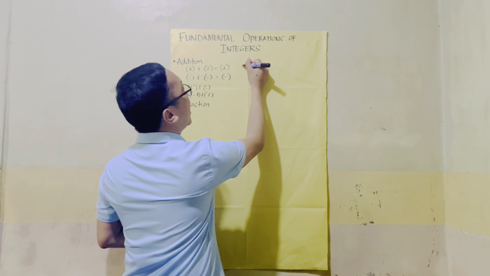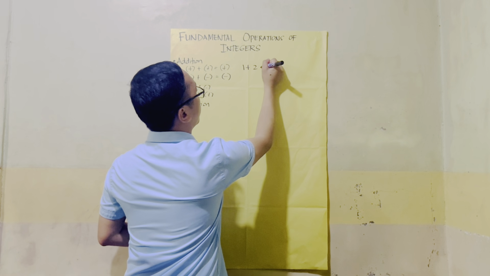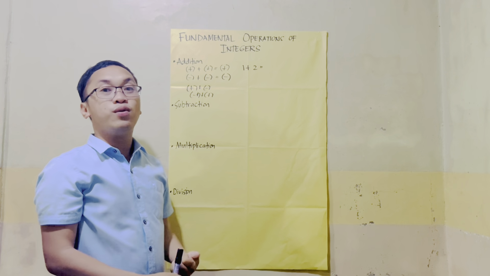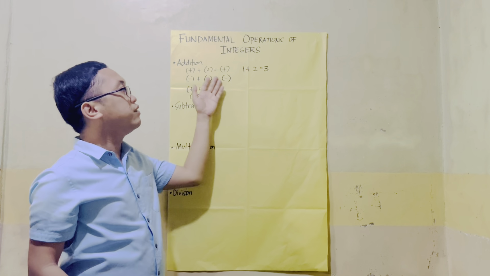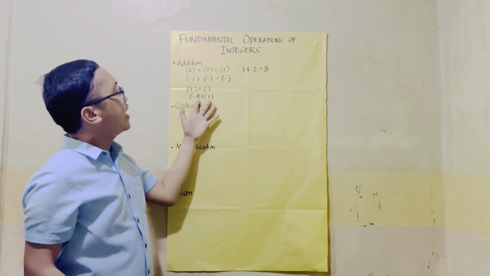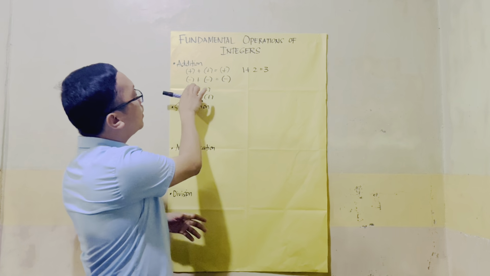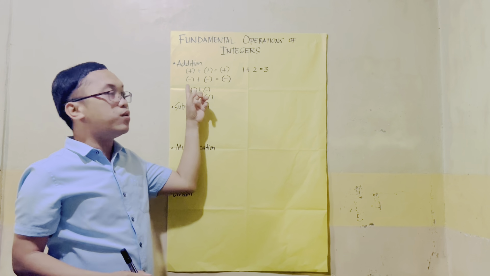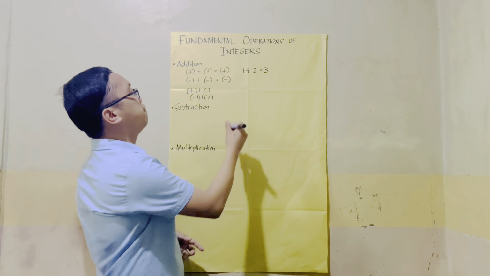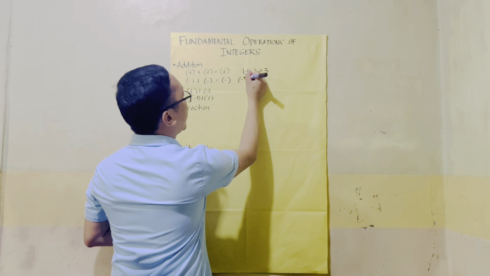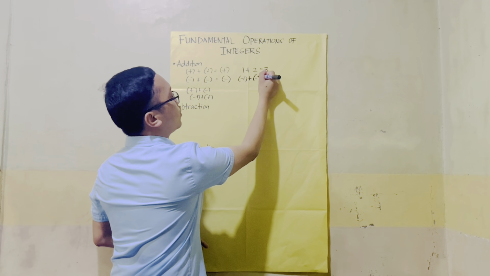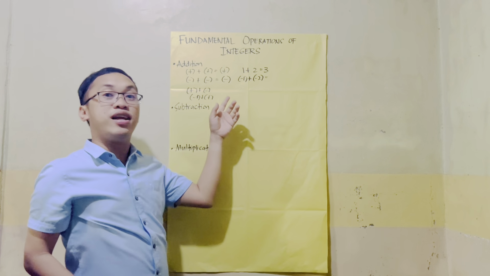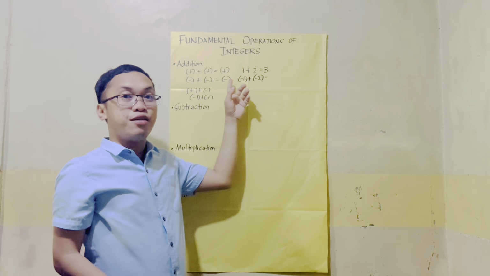For example, 1 plus 2. So this is equal to 3. They are all positive, so we just have to add the two numbers. Second, we will provide examples for two negative numbers and then add them. Example, negative 1 plus negative 2. The answer is negative 3.